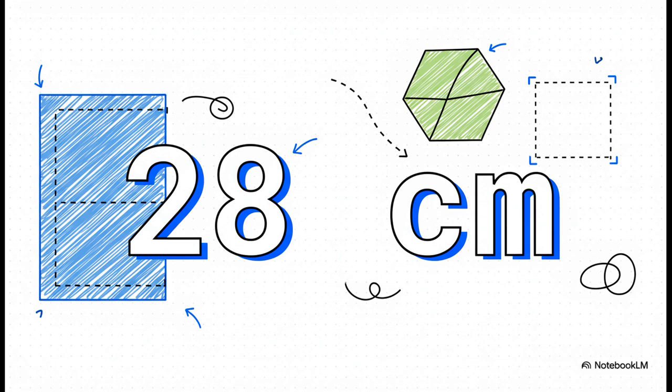So we just do some easy math. 8 plus 6 is 14, times 2 gives us 28 centimeters. We didn't have to measure all those little tiny pieces at all.